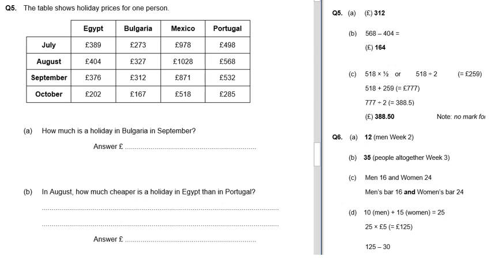Okay, going on holiday. The table shows holiday prices for one person. July, August, September, October. Egypt, Bulgaria, Mexico, Portugal. How much is a holiday to Bulgaria in September? Bulgaria, September. Always feel free to write on the table. I do. You've seen I write anywhere and everywhere. You don't need the pound sign because it's there. I think you should have the pound sign because it makes your answer more meaningful.